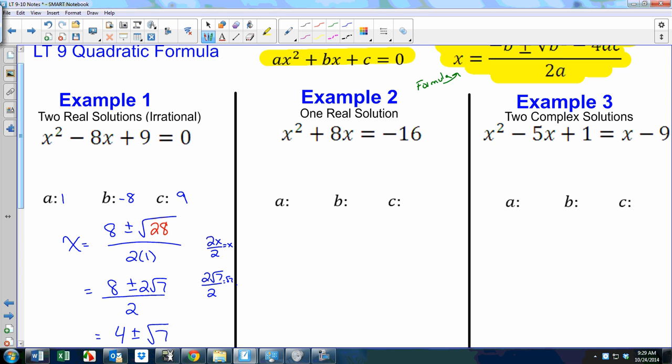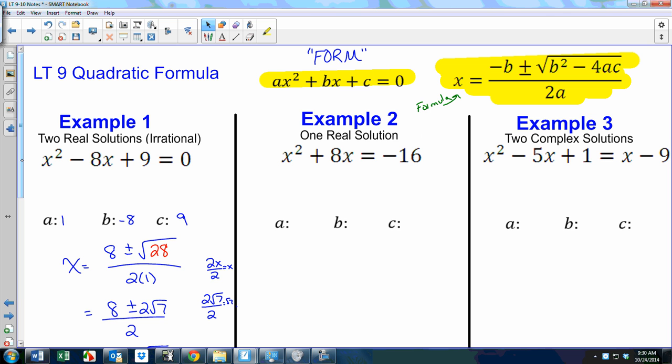All right, next one. Let's put an example before we start. You can't use the formula unless it equals 0. So in number 2, what are you going to do? Yeah, add that 16 to the left side. So you get x squared plus 8x plus 16 equals 0, and use a 1 for your a.